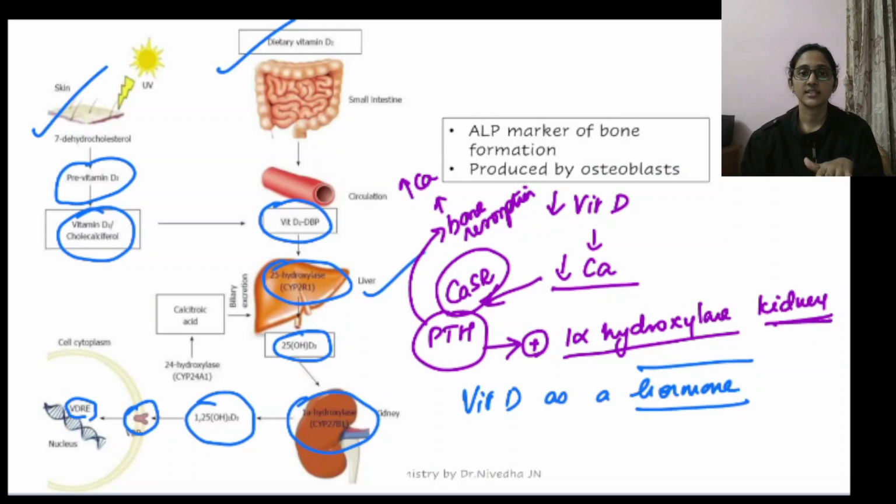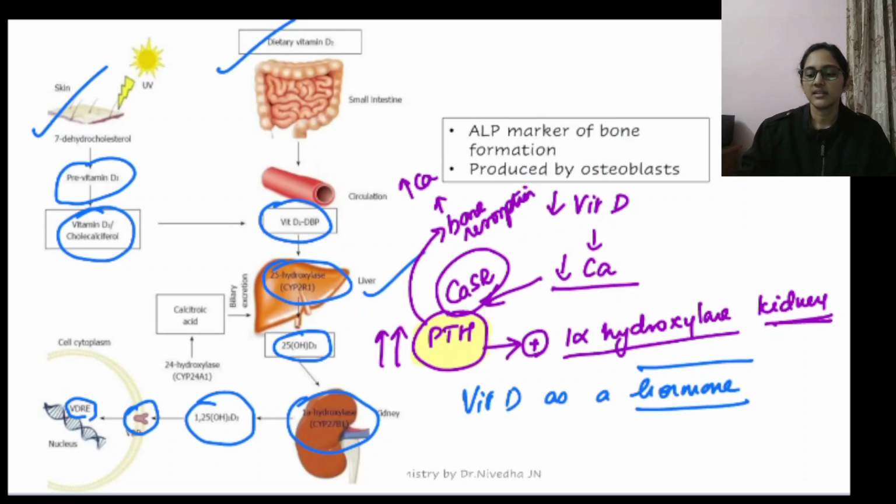So, it fixes or corrects the calcium levels in your circulation, right? So that is why your PTH, or parathormone, gets elevated in case of vitamin D deficiency. And vitamin D causes bone mineralization, right? That is one of the functions of vitamin D.